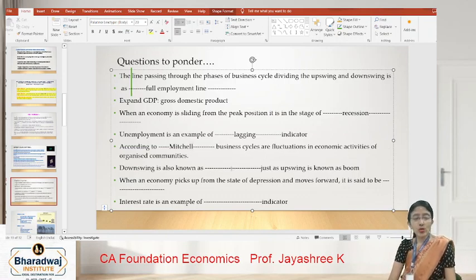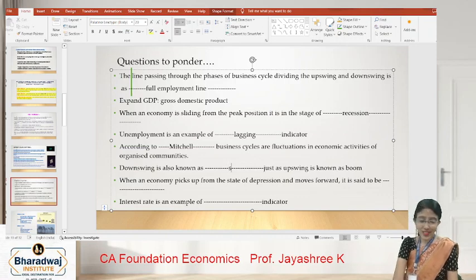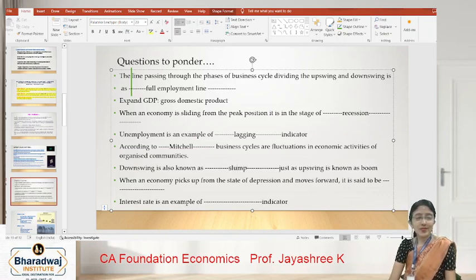Mitchell. Downswing is also known as, just as upswing is known as boom. Another term. Like boom, bane. No. It starts with letter S. Slump. Yes. Perfect answer. Slump. Okay. When an economy picks up from the state of depression and moves forward, it is said to be recovering or reviving.